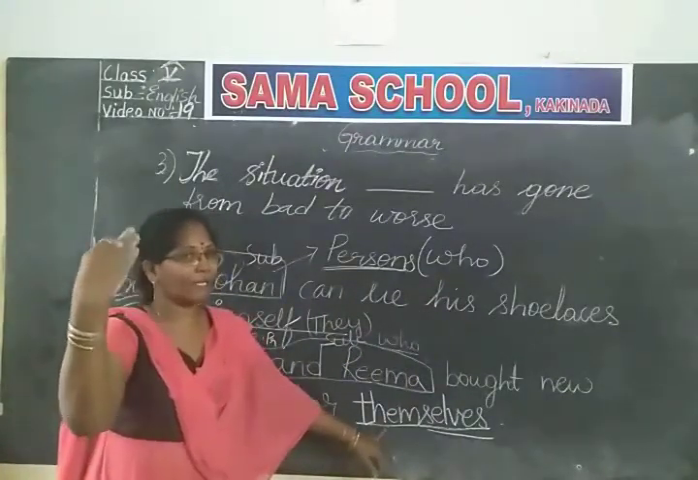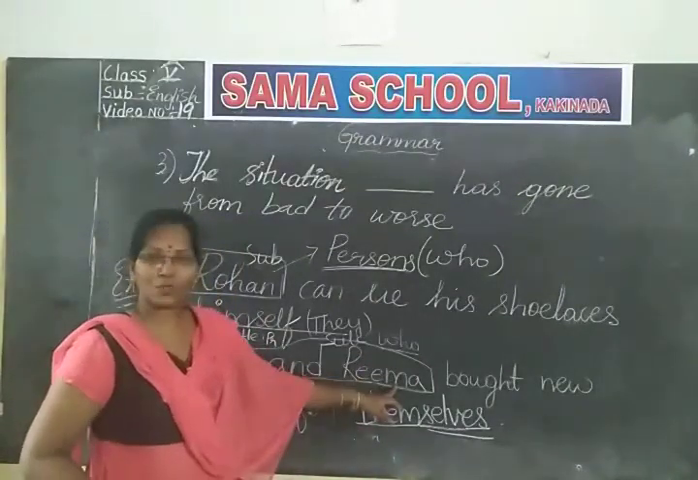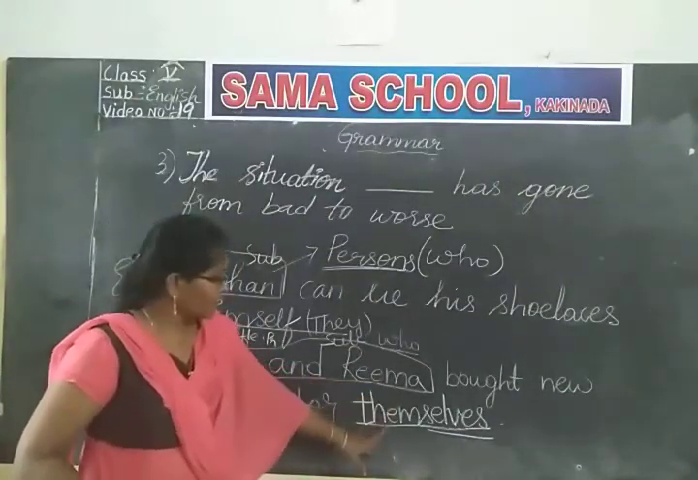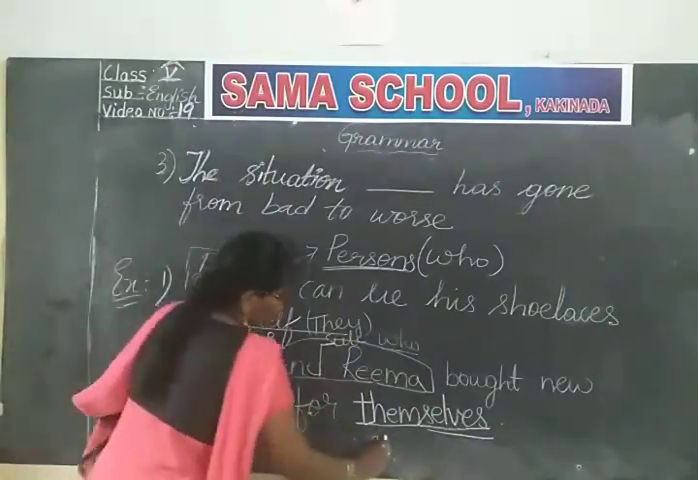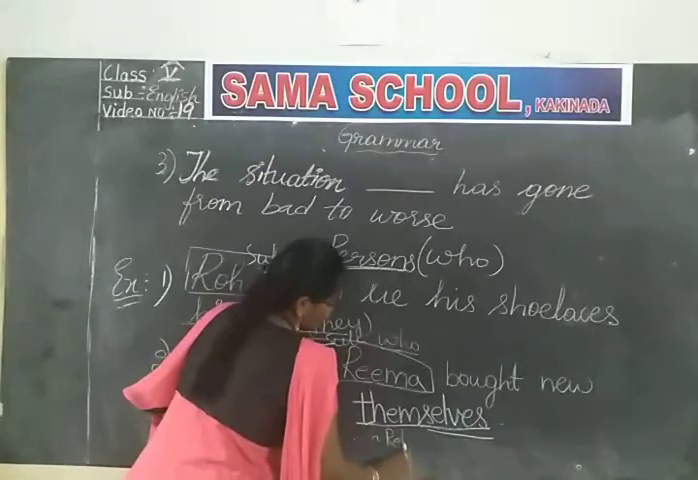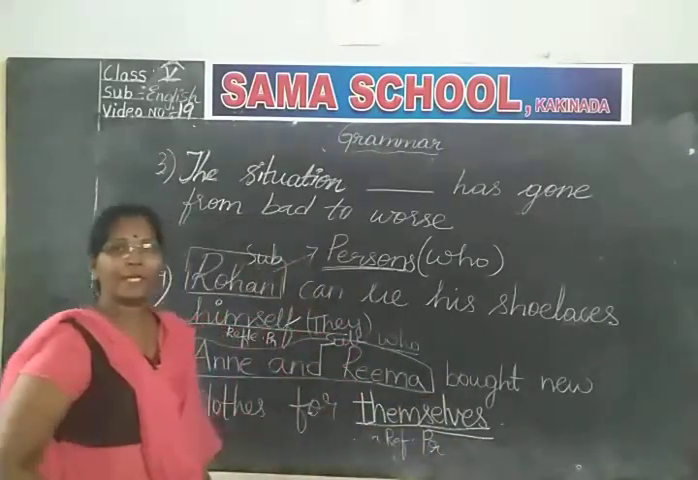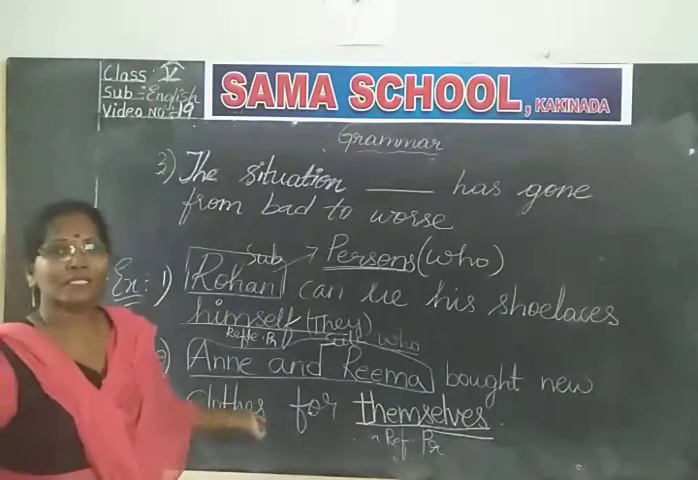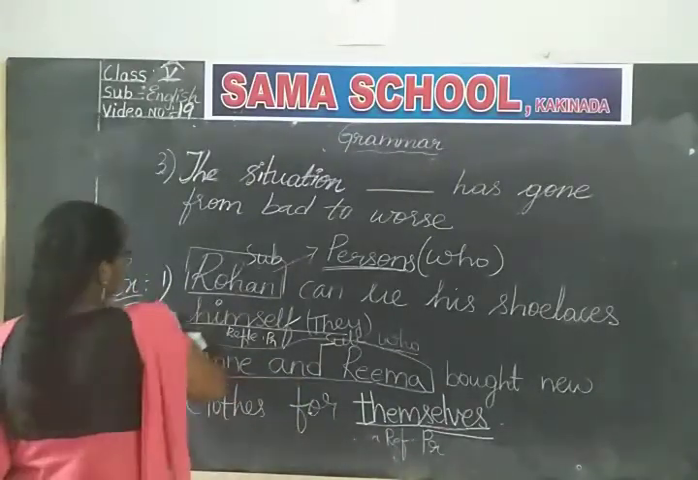This is also coming at the end of the sentence. It is not used next to the subject. So that's why this is also called a reflexive pronoun. Okay children, it is not used next to the subject. Coming to the next one, the last sentence.